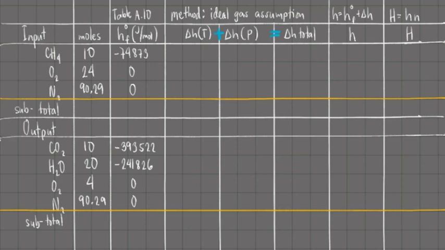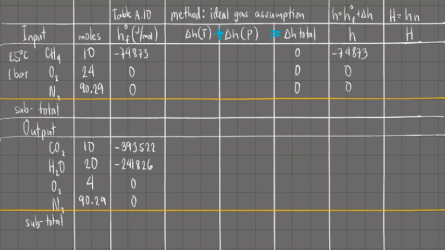We will be trying our first method, and that is to assume that everything behaves ideally. So all of them are ideal gases. For our input substances, all of our delta H are 0 without question. Why? Because our input is at 25 degrees Celsius and 1 bar. These are your standard state. Therefore, your H or your final enthalpy is still equal to the standard enthalpy of formation for those substances. So this is negative 74873 for methane, still 0 for oxygen and nitrogen.